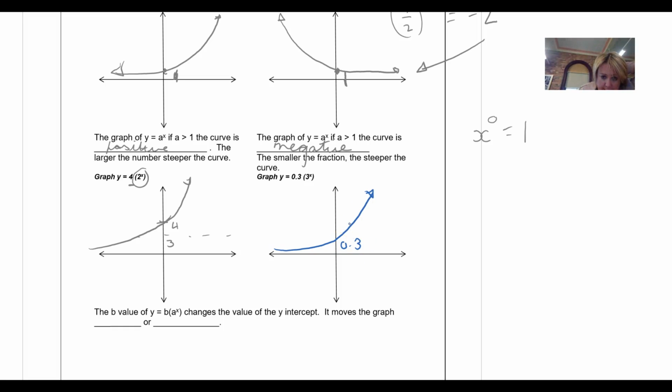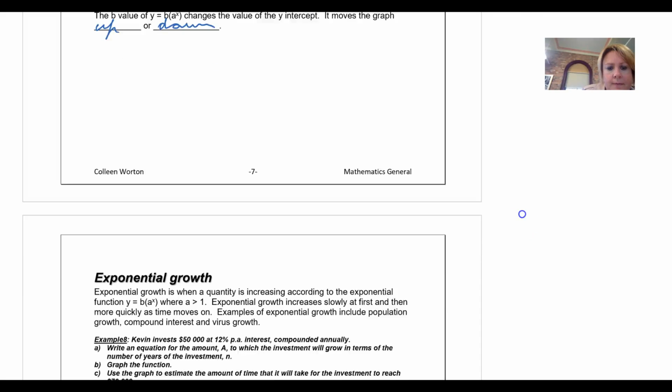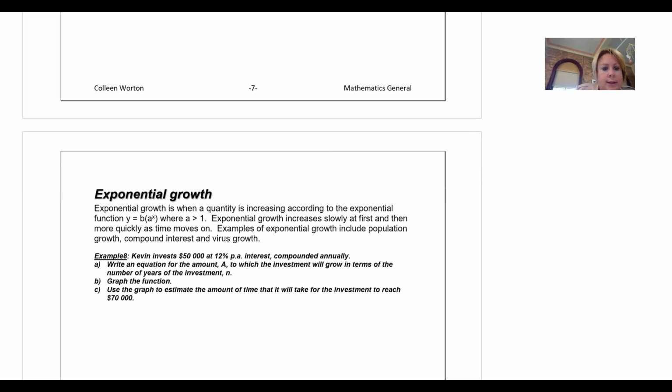The b changes the y-intercept. It moves the graph up or down. Okay, I'll look at this in the next video.